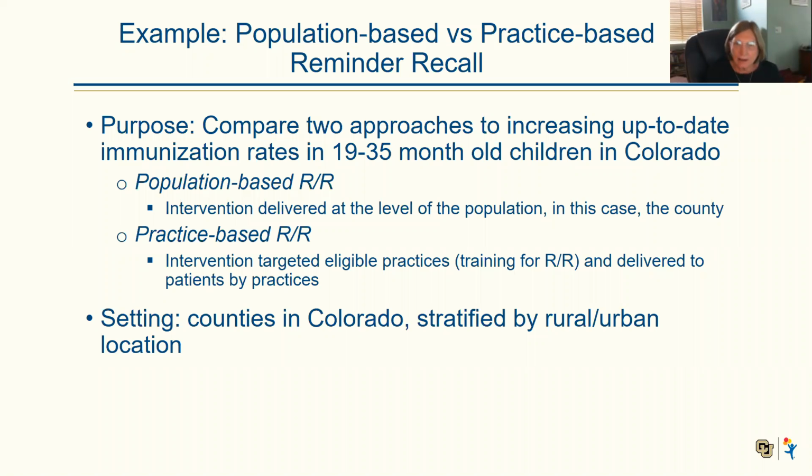So the study that Allison Kemp described, can we drop that and start over? So the example here is this population-based versus practice-based reminder recall study that was described previously. And just to review, the purpose was to compare two approaches to increasing up-to-date immunization rates in 19 to 35-month-old children in Colorado. One practice-based arm and one population-based arm.